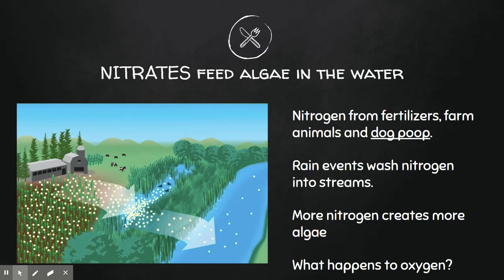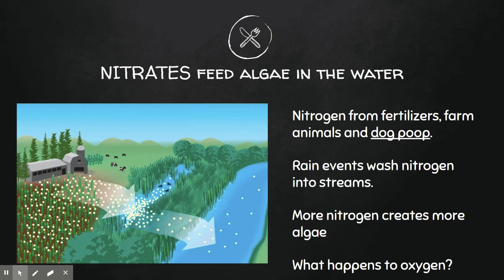Just like on land, algae and plants in the water use nitrates to grow. When nitrates from fertilizer, farm animals, and dog poop get carried into the water via their watershed, these nitrates can cause algae to grow like crazy. This is called an algae bloom, and you may have seen one if you've ever been to a lake, pond, or beach and seen the water covered in green algae.